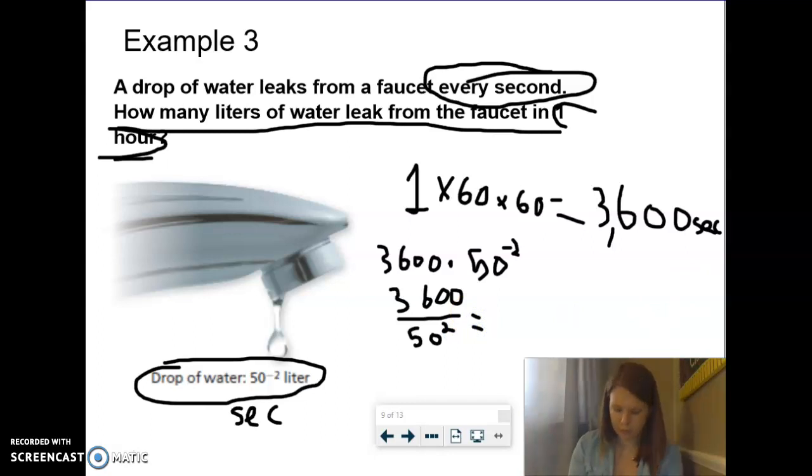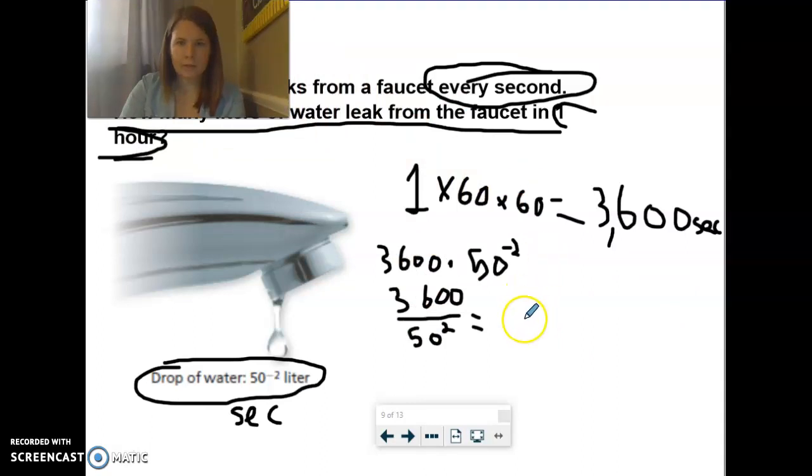From there then, I'm going to figure out what is 50 squared. Well, 5 squared is 25. So if I'm just squaring my 50, it's 50 times 50. So I'm going to have 2,500. And again, I still have that 3,600 at the top.